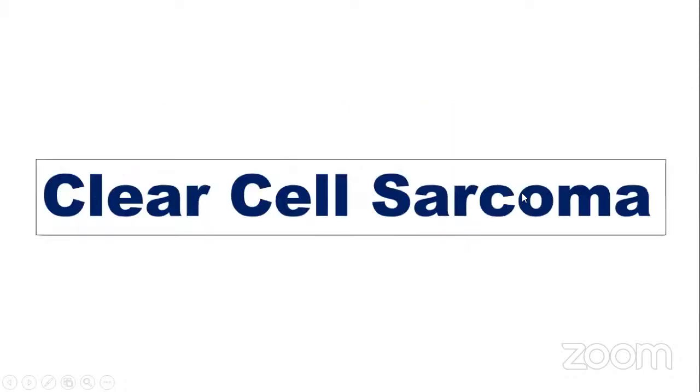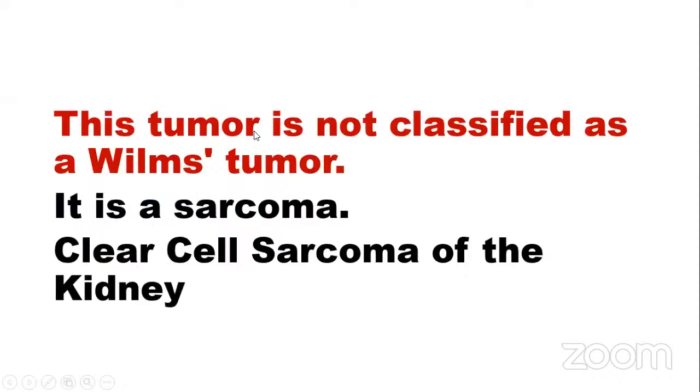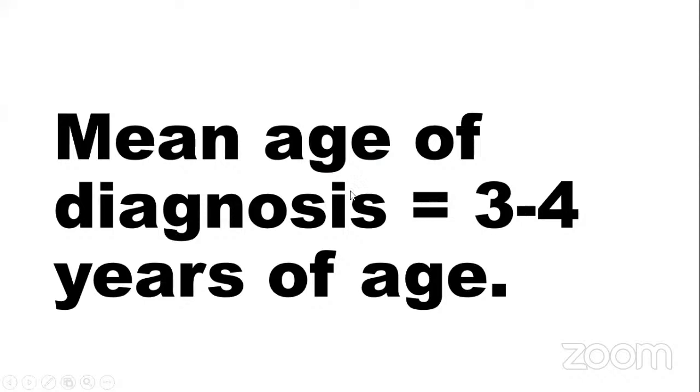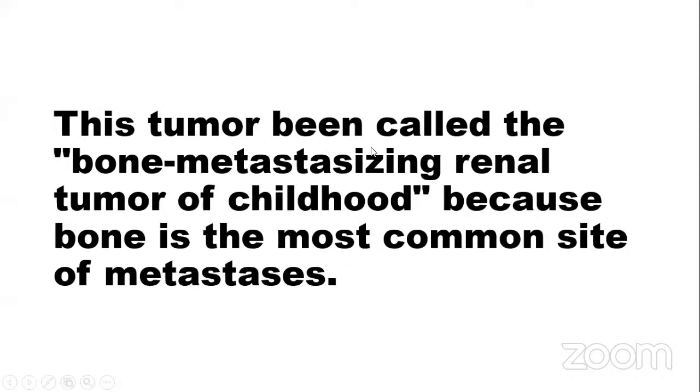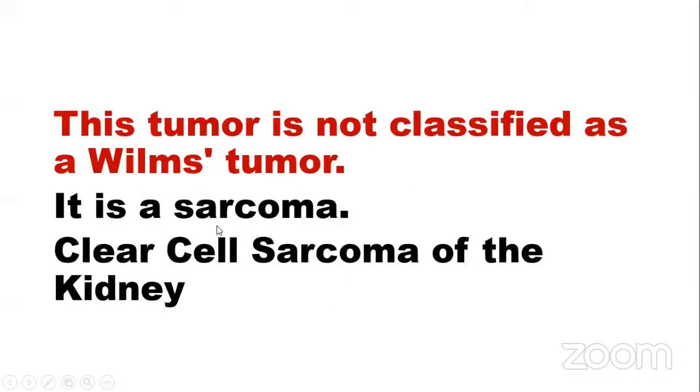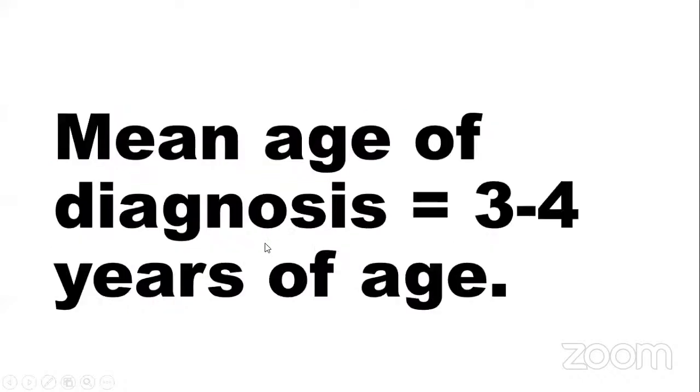We'll speak about clear cell sarcoma. This tumor is not classified as Wilms tumor. It is a rare sarcoma, clear cell sarcoma of the kidney. The mean age of diagnosis is 3 to 4 years of age. This tumor has been called the bone metastasizing renal tumor of children.